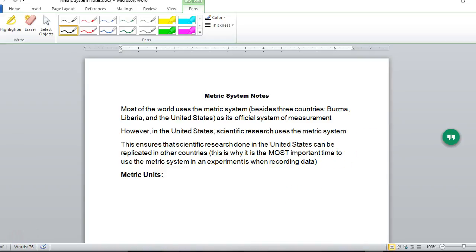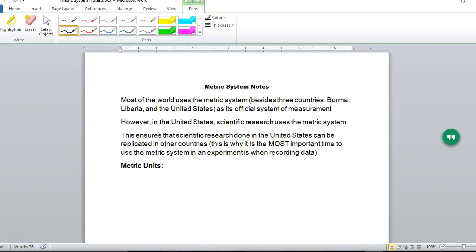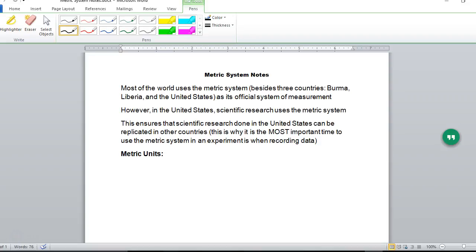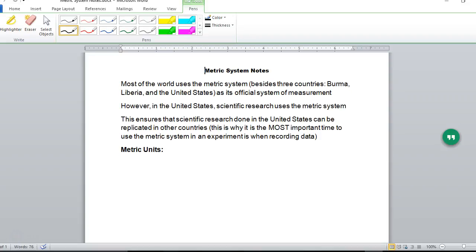Okay, we're going to cover the metric system right now. We covered this a little bit in biology class, but we do a couple more prefixes than you did last year. We're one of the only three countries that uses the English system as our official measurement system, but all the other countries use the metric system.